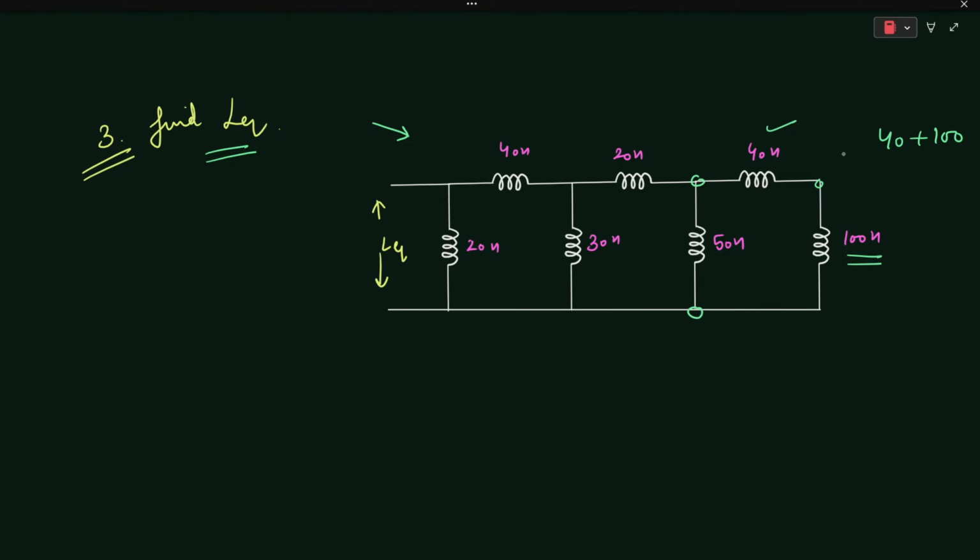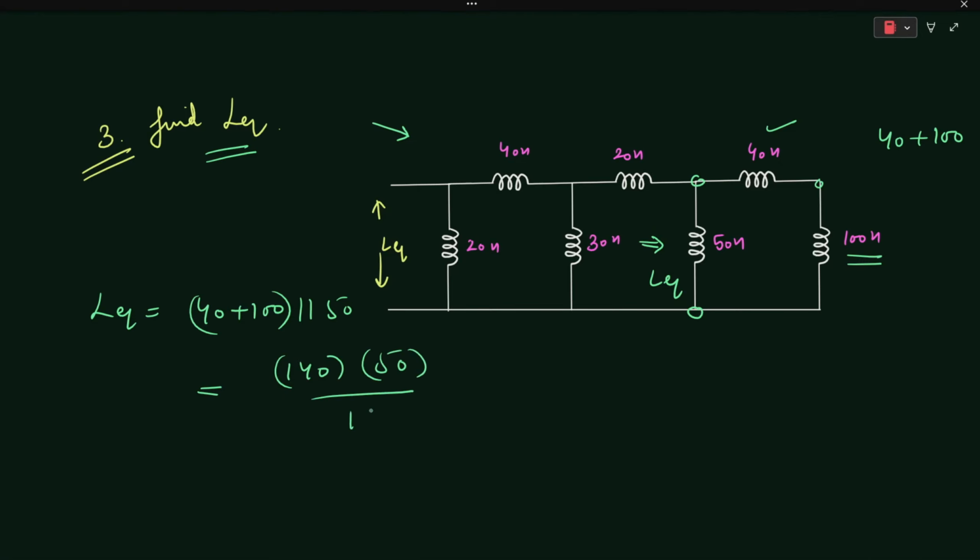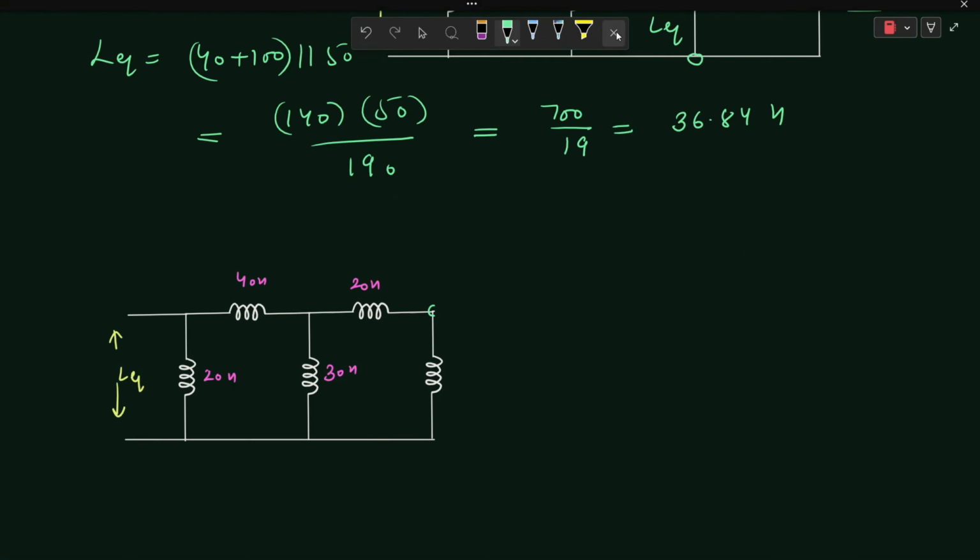So we can say that L equivalent will be equal to 40 plus 100 in parallel with the 50 henry inductor. That is coming out to be 140 into 50 over 190, which is equal to 700 over 19, which is 36.84 henries. So this will be the resultant network.